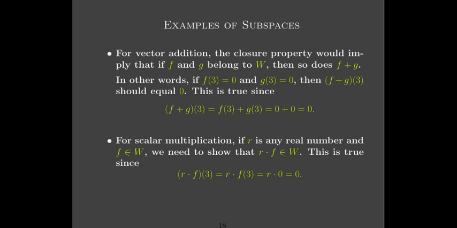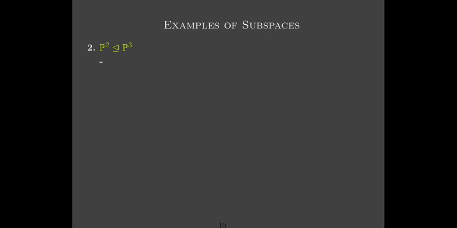And so the defining property for this example is that f of 3 has to equal 0. The value of the function when the input is 3 has to be 0. Is that preserved if you add them together or multiply them by a scalar? And the answer is yes. So it's a subspace.